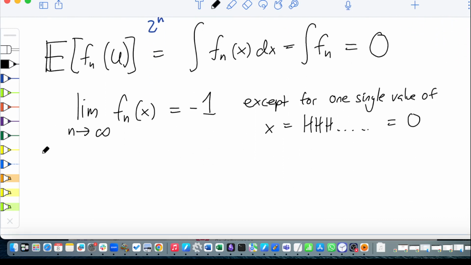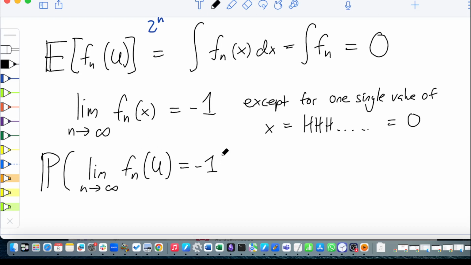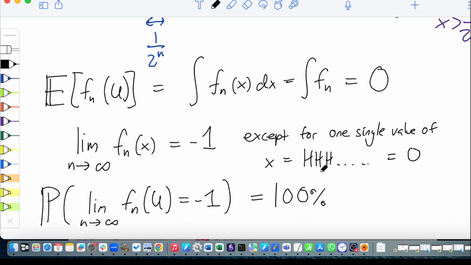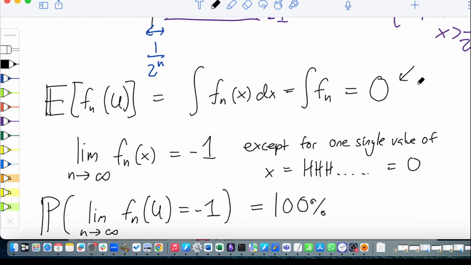And so if you ask for the probability that the limit as n goes to infinity of fn of u equals -1, it's a 100% chance. There's a 100% chance this betting strategy will leave you with a profit of -1. So as you bet on more and more heads to come up, you're going to have a profit of -1 with a 100% chance, even though your profit on average is 0. All right. So this is an example.